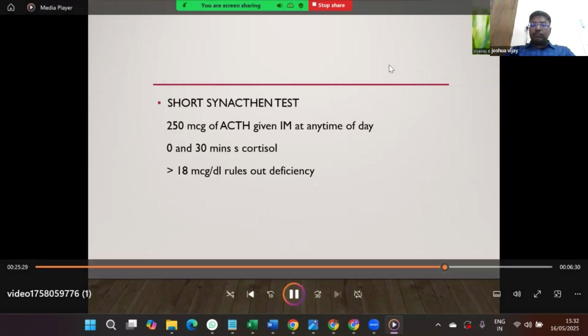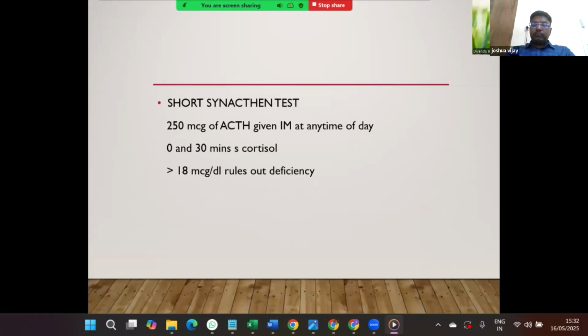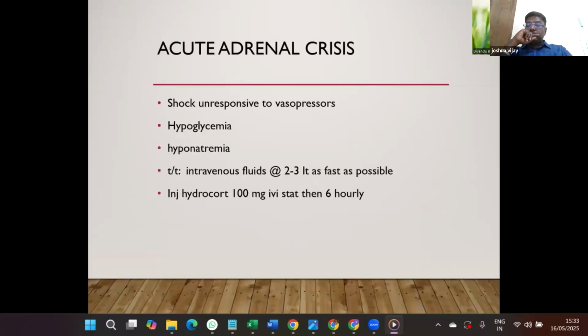We can give 250 microgram of ACTH IM at any point of time in a day, and we measure the cortisol at 0 and 30 minutes. If there is a rise of more than 18 microgram per deciliter, it rules out the deficiency of cortisol.